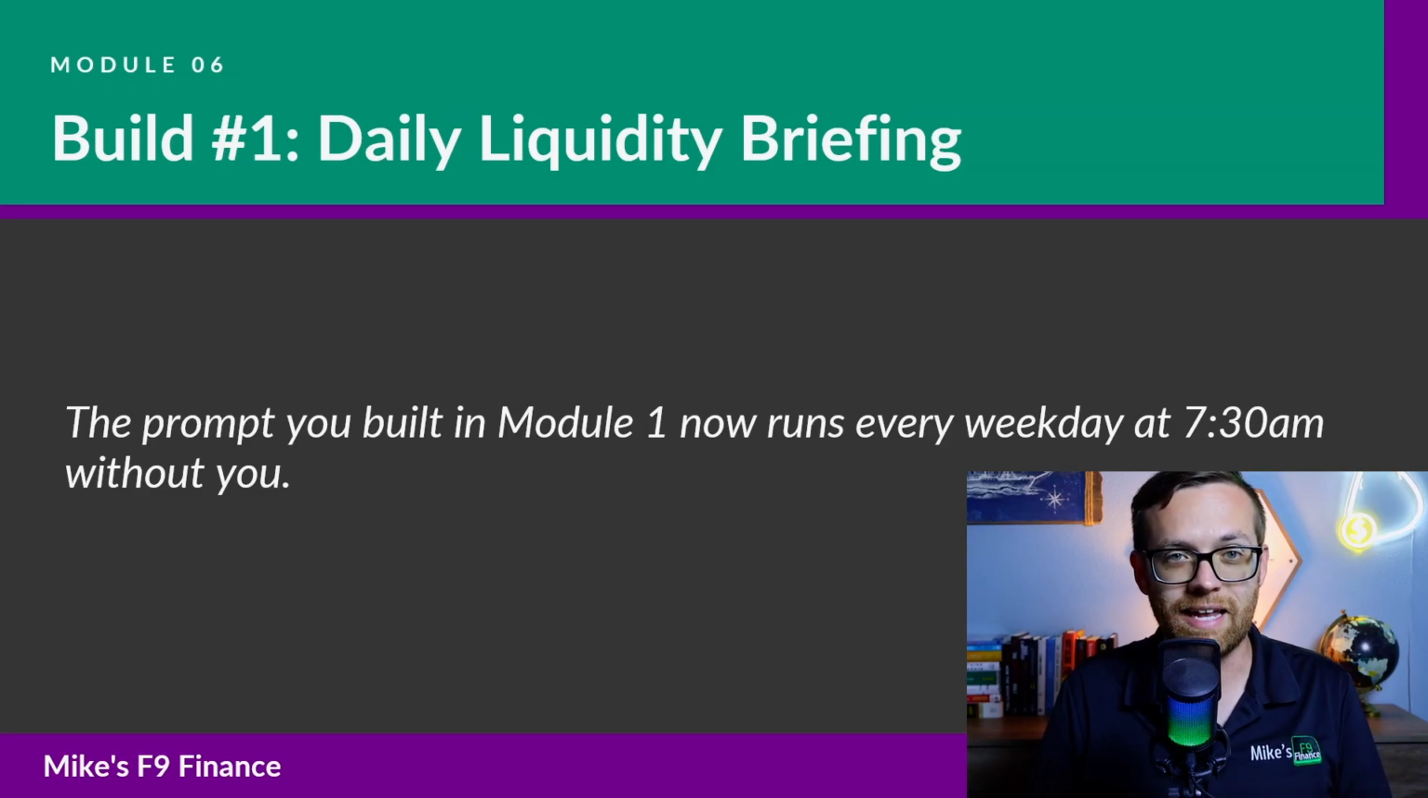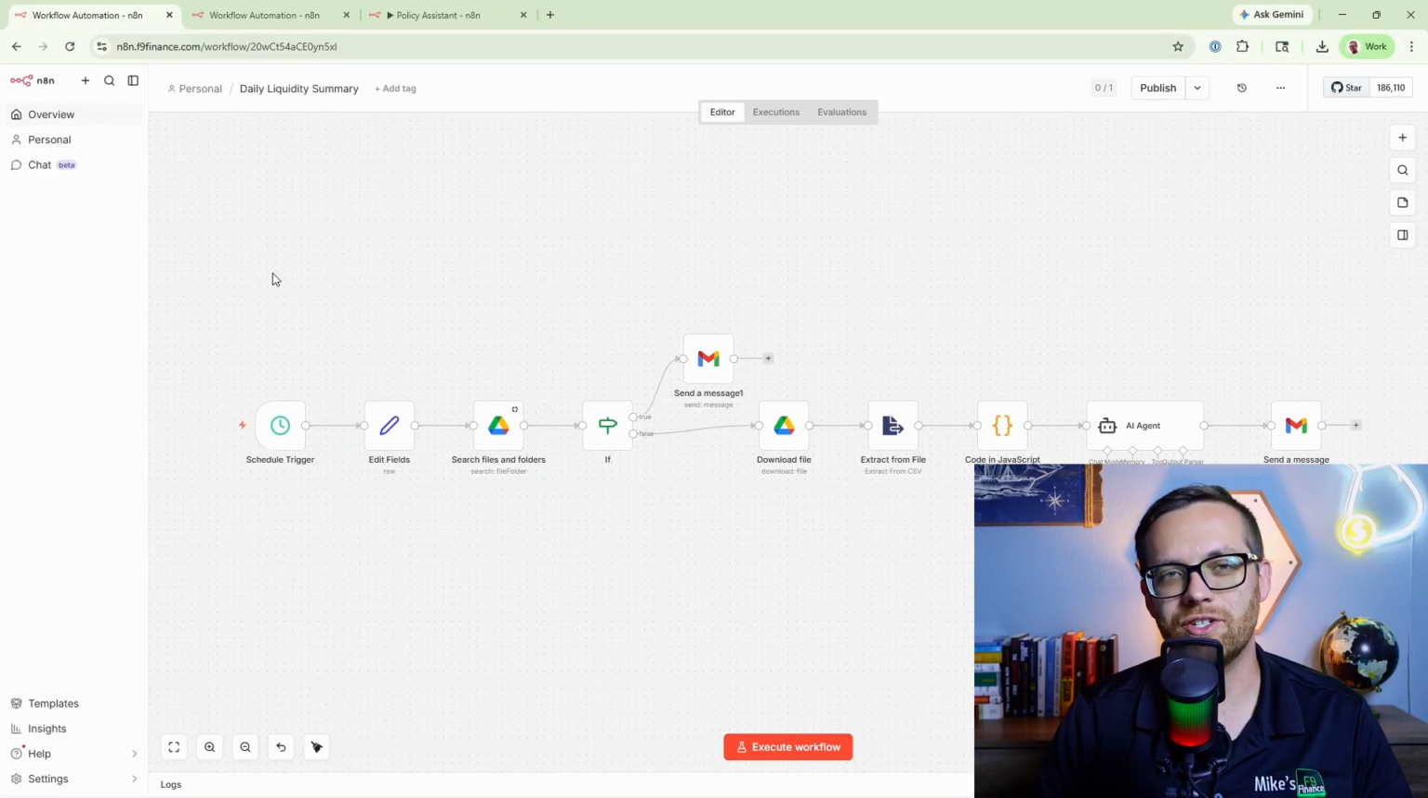I'm going to show you this build end-to-end. Watch the nodes. Watch how they connect. Pay attention to what each one does. And at the end, we'll run it against real data. So on to our first automation. This is going to be our daily liquidity summary.